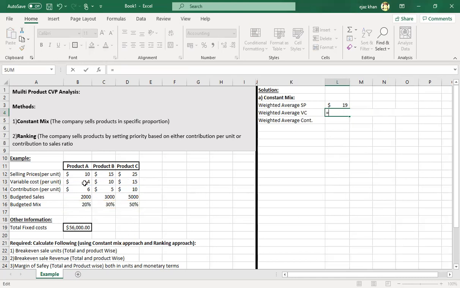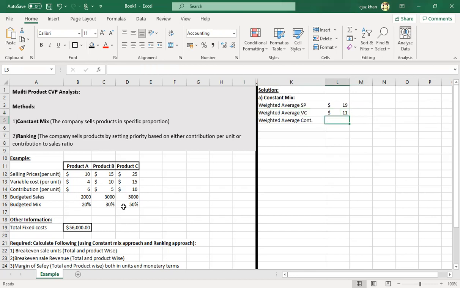Just pick up this variable cost figure, multiply it with this ratio, then pick the next variable cost figure and multiply it with the same product's ratio, and then product C's variable cost multiplied by the ratio of product C, and just add. $11. So the weighted average variable cost is $11.